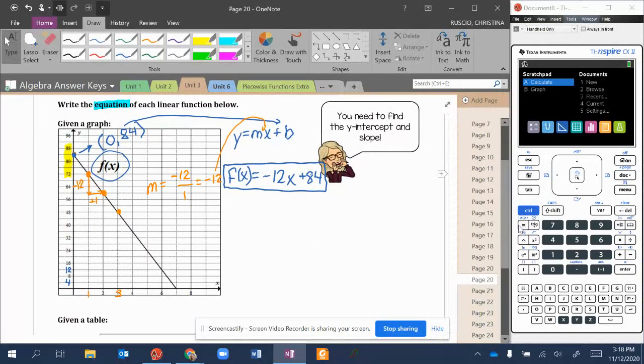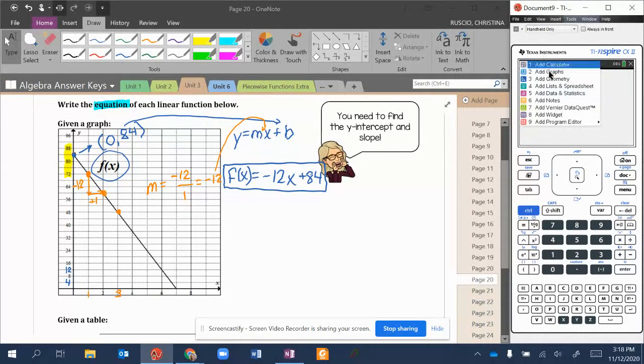Okay, so now I have this, but I really just want to make sure that I didn't make a mistake. So let's head over to our calculator. Pause the video if you need to grab yours. And we're going to do a new graph. We already have it in function notation. So negative 12x plus 84. I'm going to hit enter, and that looks really weird.